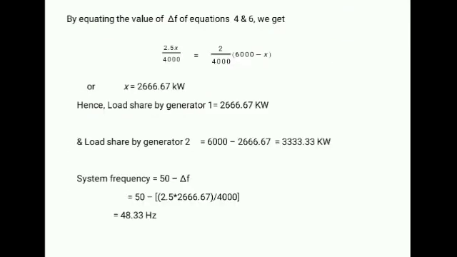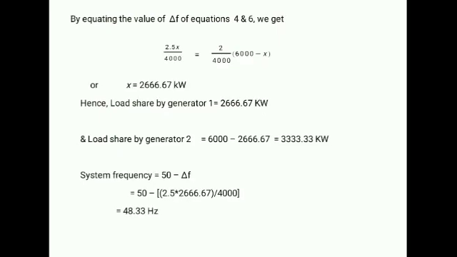So by equating the value of delta F of equations 4 and 6, we get 2.5X upon 4000 is equal to 2 upon 4000 of 6000 minus X. From here we will be able to find the value of X. What is X? X is the load shared by generator 1. So the load shared by generator 2 will be 6000 minus X, that is 6000 minus 266.67. It is equal to 3333.33 kW.